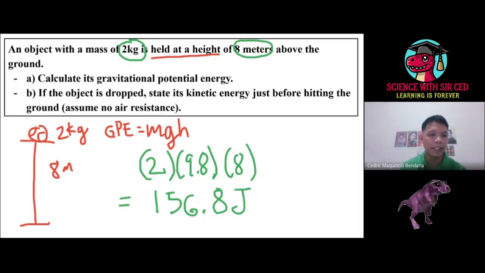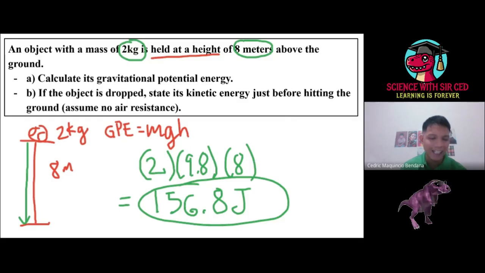Now, for letter B, if the object was dropped, the idea is, if the object was dropped from this height, you already know that you have 156.8 joules of PE. According to the law, energy can be transferred. We cannot create it, we cannot destroy it. We can only convert it into another form. So in this situation, PE will be converted into KE. How can you do that? I'm going to proceed to the next slide. Okay, so I'm going to erase.